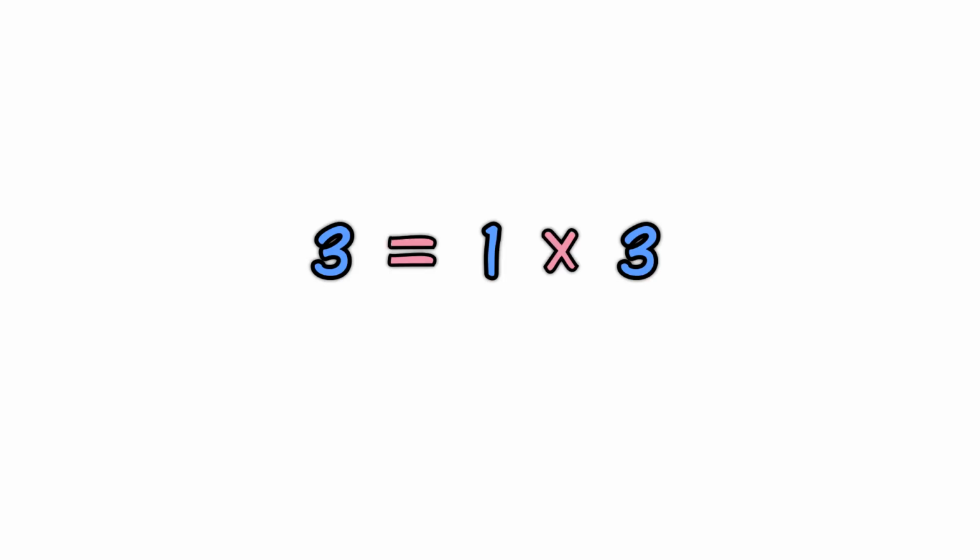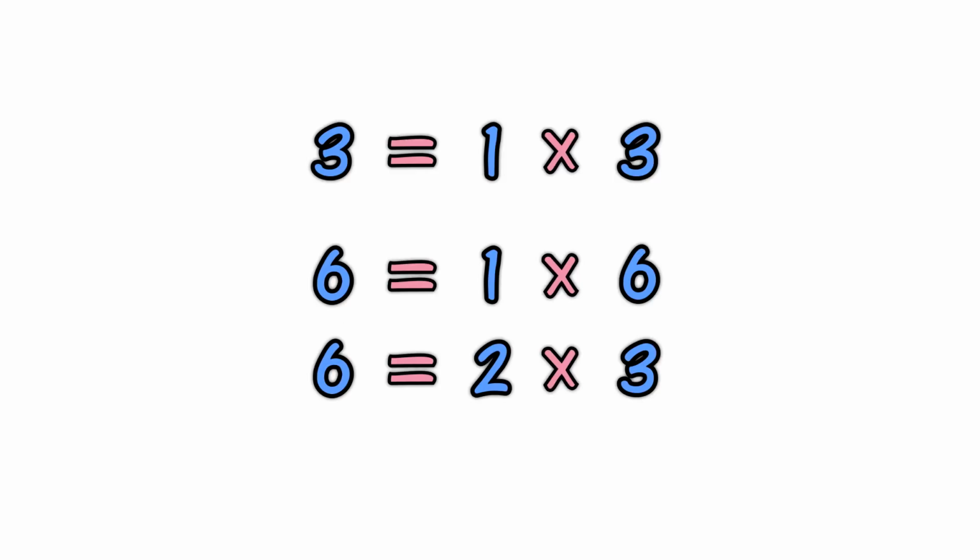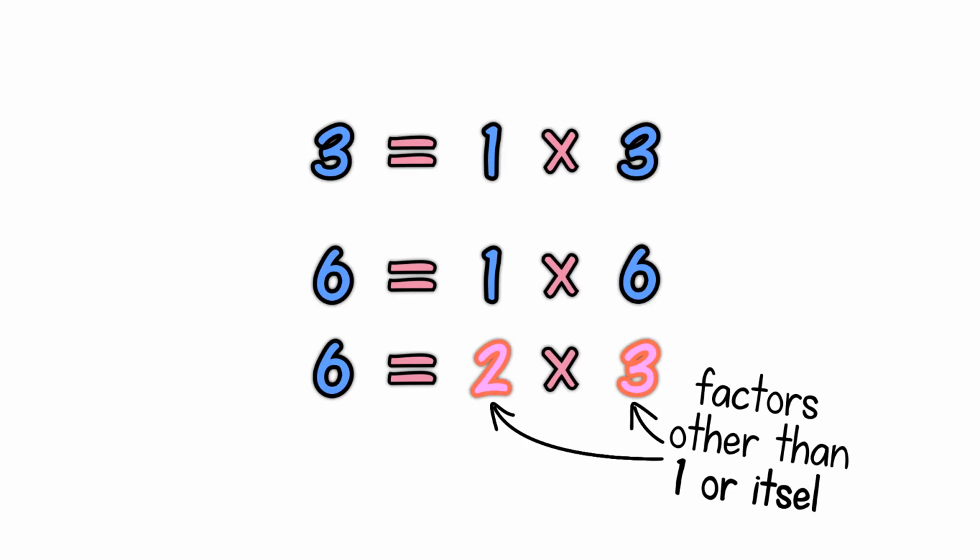Examples: 3 equals 1 times 3. The only factors are 1 and 3, so it is prime. 6 equals 1 times 6, or 6 equals 2 times 3. The factors are 1, 2, 3, and 6. So when there are more factors other than 1 or the number itself, the number is composite.